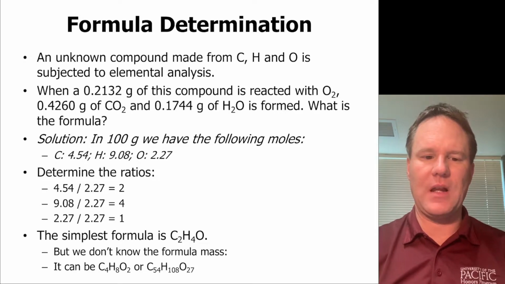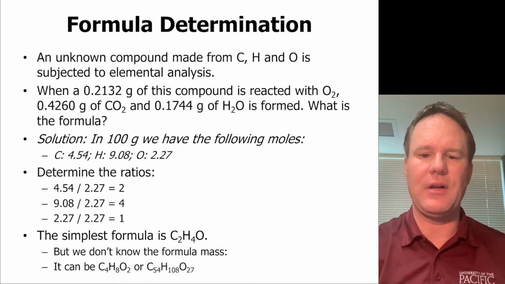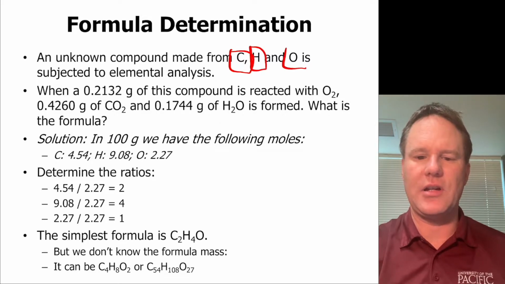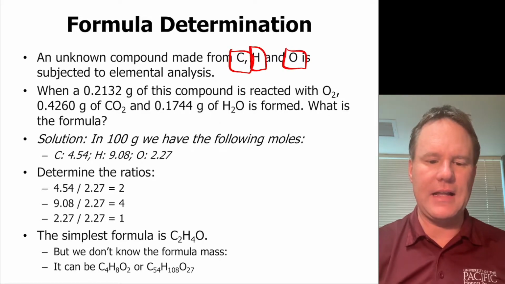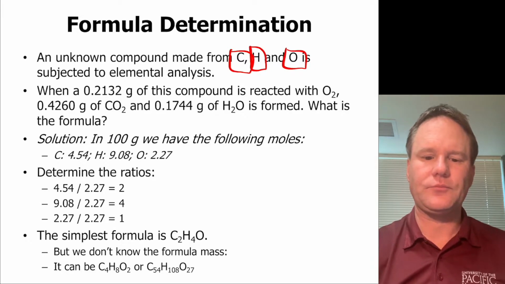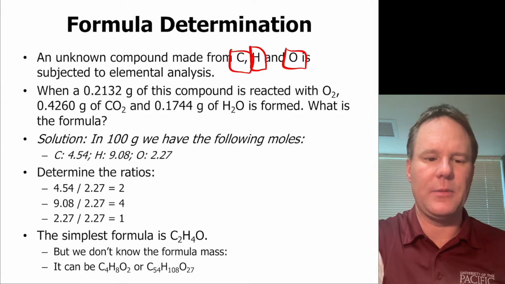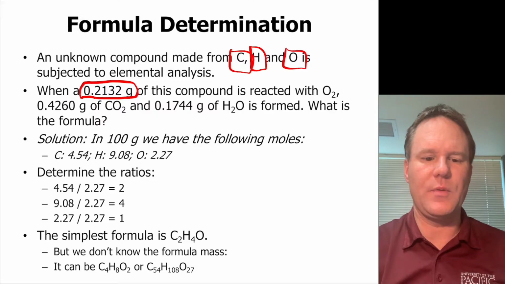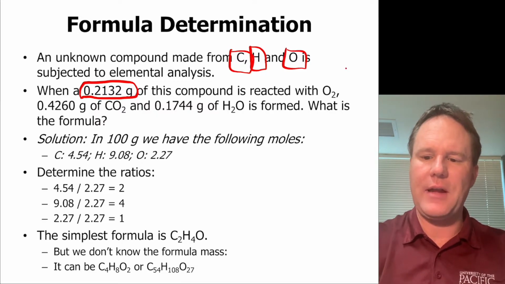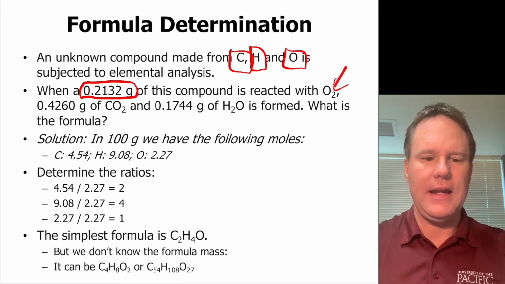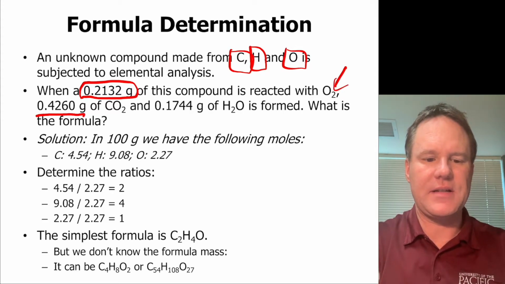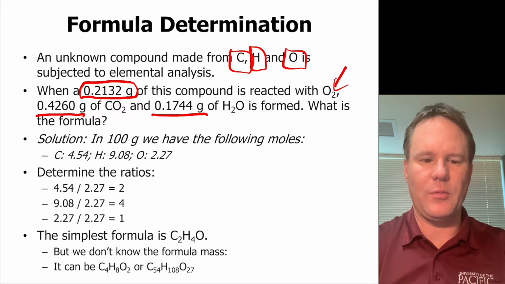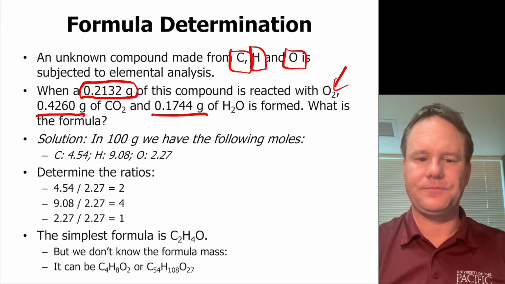And so how would such a calculation look like? If you have a compound that is made of carbon, hydrogen, and oxygen, and you do elemental analysis, then you start out with 0.2132 grams of this compound, react it with pure oxygen, and then you form 0.426 grams of CO2 and 0.1744 grams of water. What would be the formula? So let's do one of them, okay?